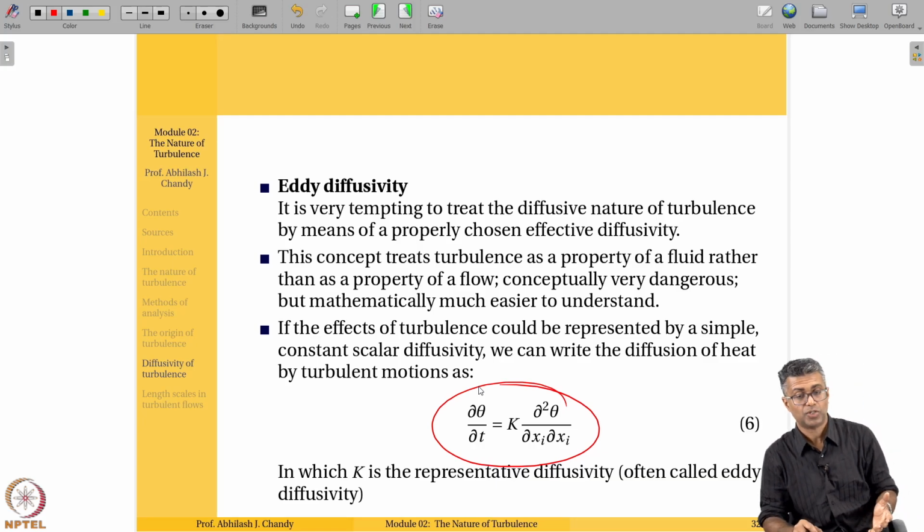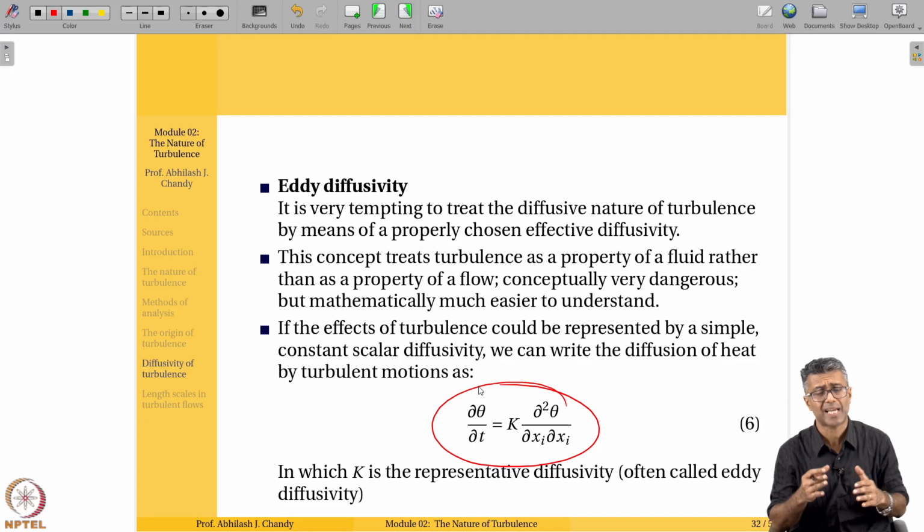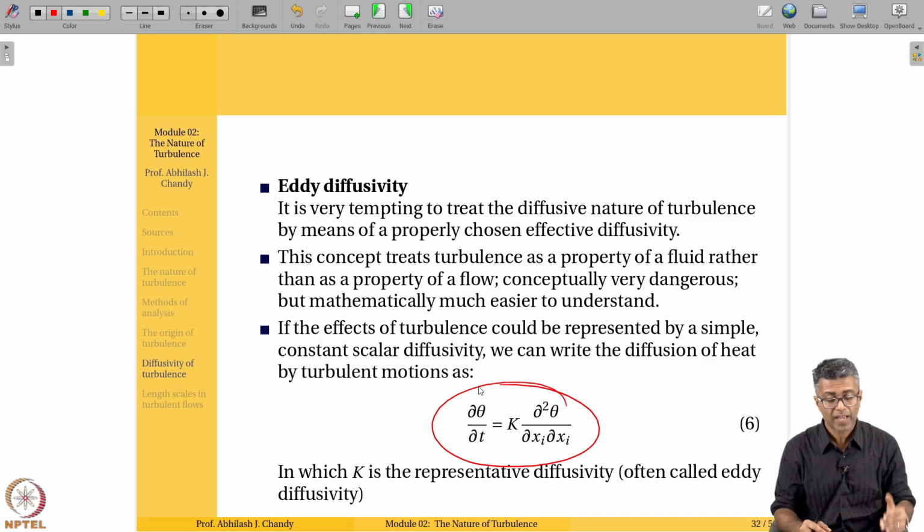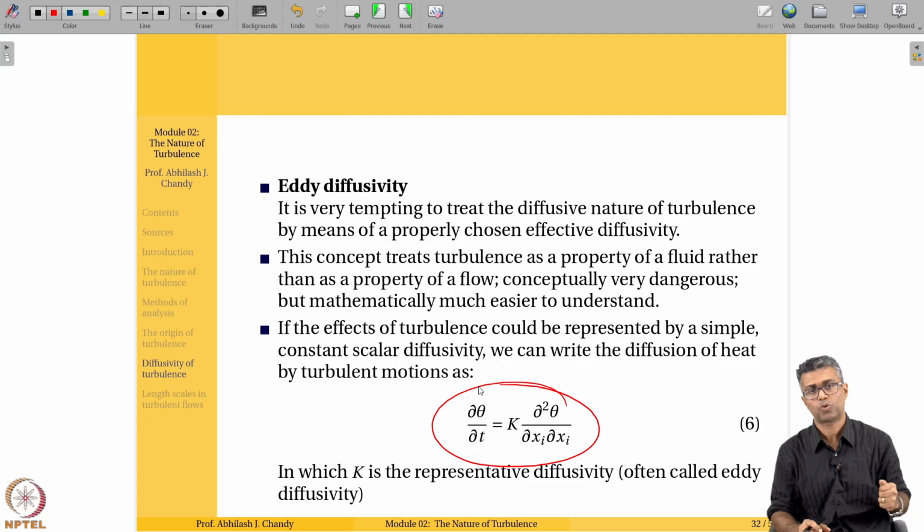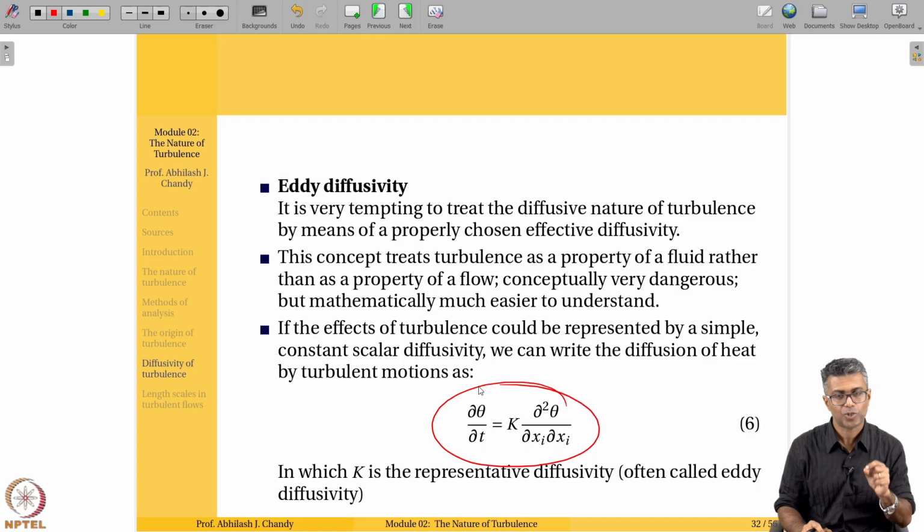Conceptually it's a very dangerous thing to do, because that is not the case. One of the attributes is that turbulent flows are flows and not properties of fluid. So this violates that right there. However, just so that we can understand the process, we'll go with this. ∂θ/∂t = K ∂²θ/∂ξ∂ξ. So K is this effective diffusivity. As you know, K is going to be my eddy diffusivity, but we'll see how that is.